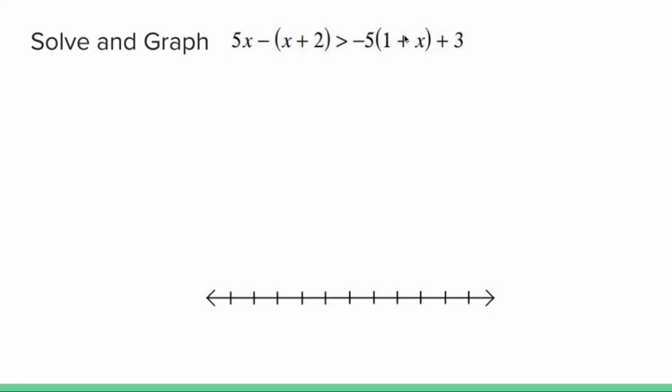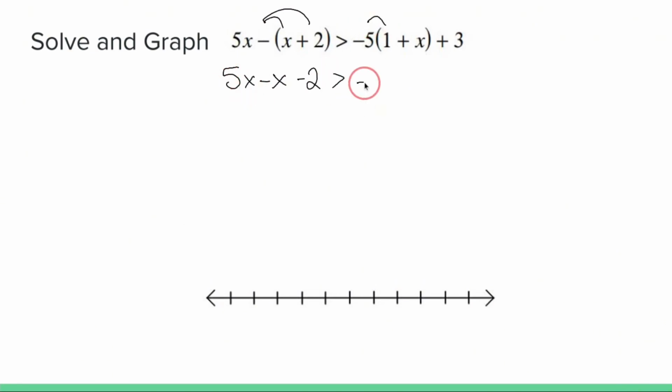Look at this gross looking inequality. Well, I see two distributive properties, so let me take care of that first. Negative x is negative x. Negative positive 2 is negative 2. I'll drop down the 5x right here while I'm at it, is greater than.